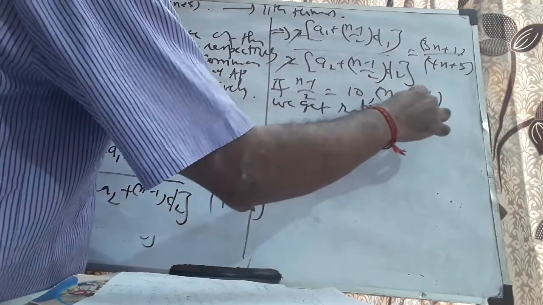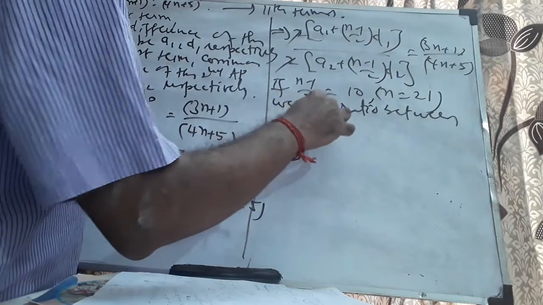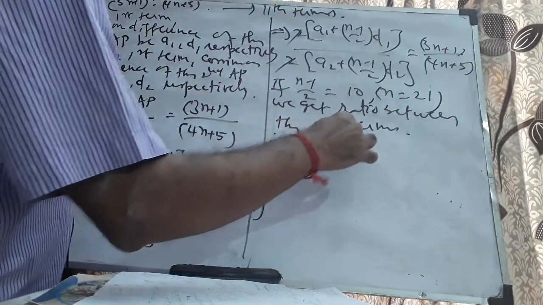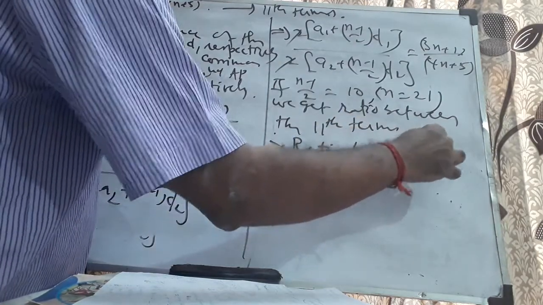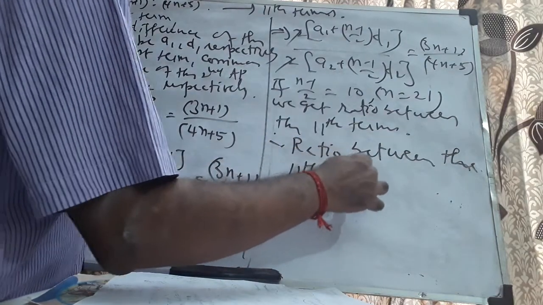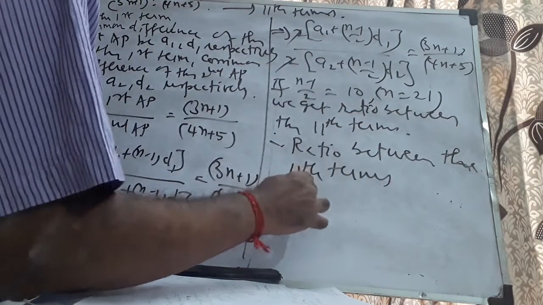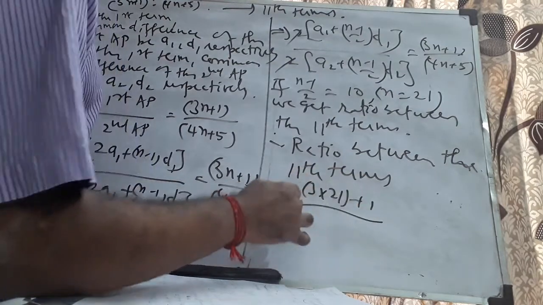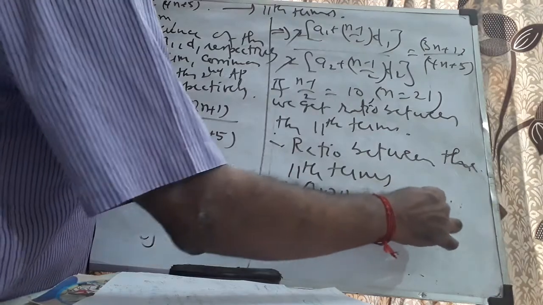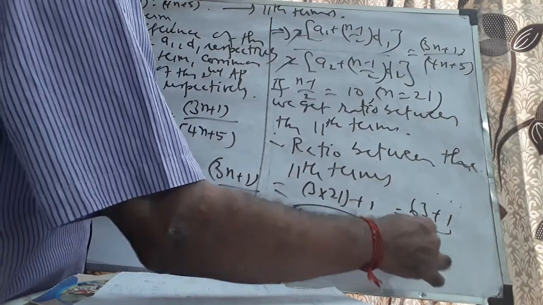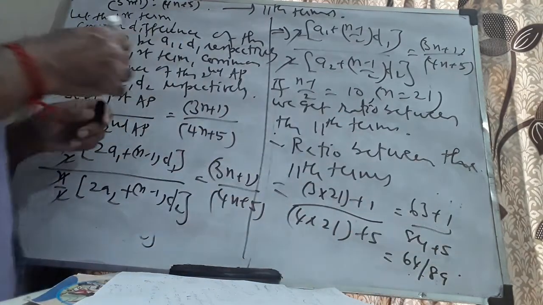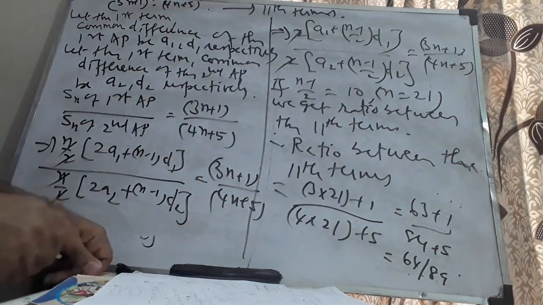Okay, we get the ratio between the 11th terms. Therefore, the ratio between 11th terms will be 3 into 21 plus 1 by 4 into 21 plus 5. This is 63 plus 1 by 84 plus 5, which is 64 divided by 89, or 64 is to 89. Let me just check the answer.